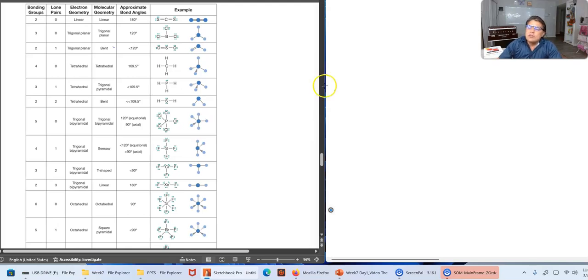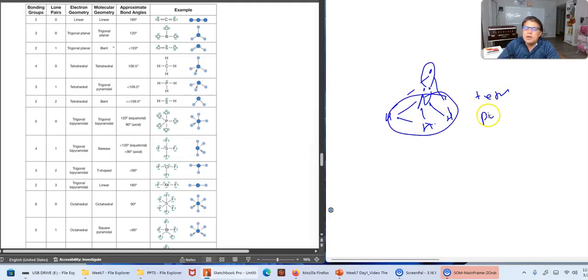Okay. So again, if there are 3 bonding groups and 1 lone pair, then the electron cloud geometry will be tetrahedral, but the molecular structure is trigonal pyramidal. For example, PS3 or NH3, let's say NH3. In that situation, the lone pair is here, that's why the electron cloud geometry will be tetrahedral, but the molecular shape is just pyramidal, trigonal pyramidal, and the angle is slightly less than 109.5.